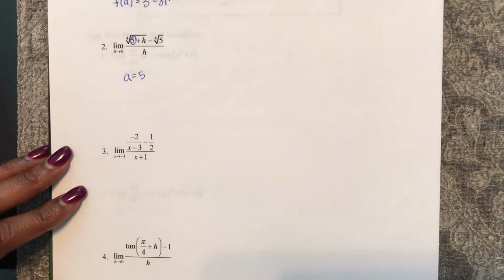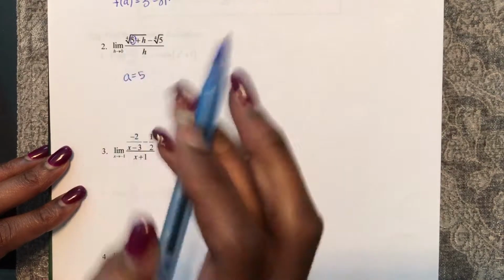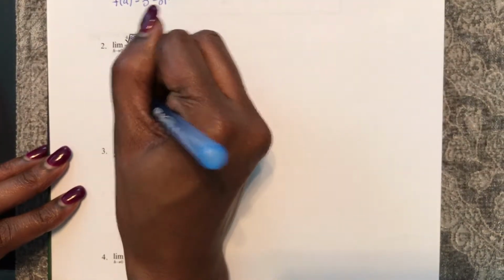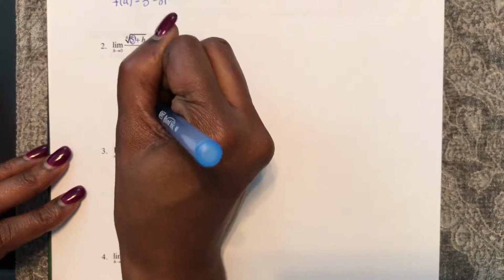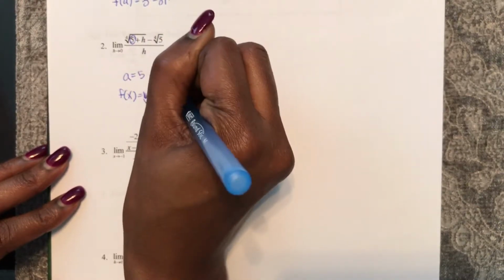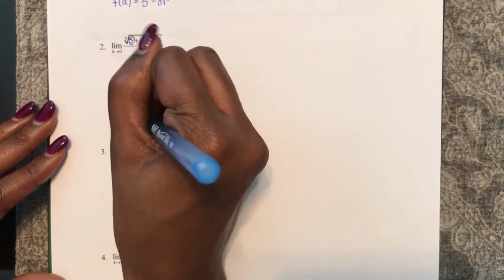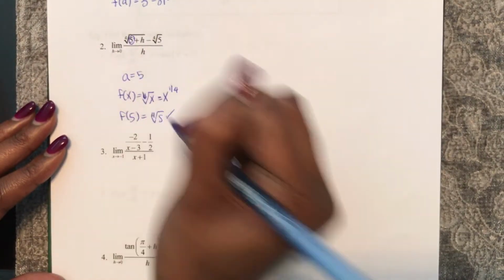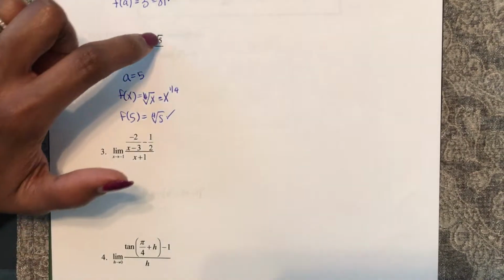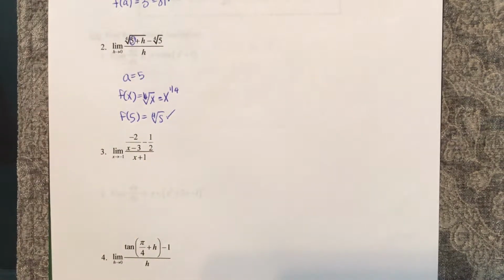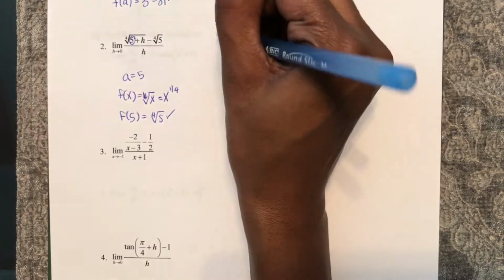And if a is 5, if this used to be x, then f of x equals the fourth root of x, which is x to the 1/4. Well, let's see. F of 5 is the fourth root of 5. So that's f of x plus h minus f of x over h. So this is telling us to find the derivative of this at a equals 5.